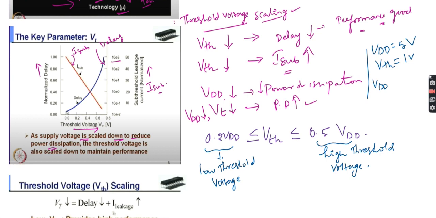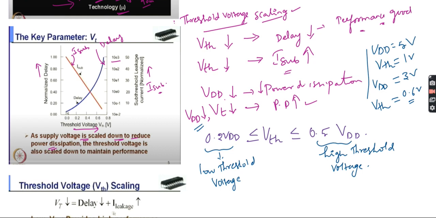Next, VDD I am reducing. As I said here, VDD reduces. I will reduce the VDD to 3 volt. Then what about the VTH now? If the VDD is 3 volt, then I will get 0.2 into 3, that will be 0.6 volt. Your VTH also will get reduced.